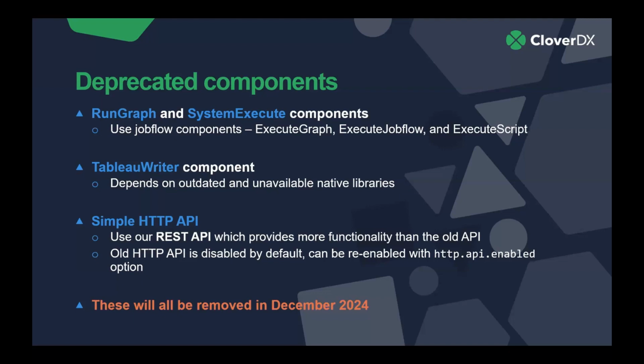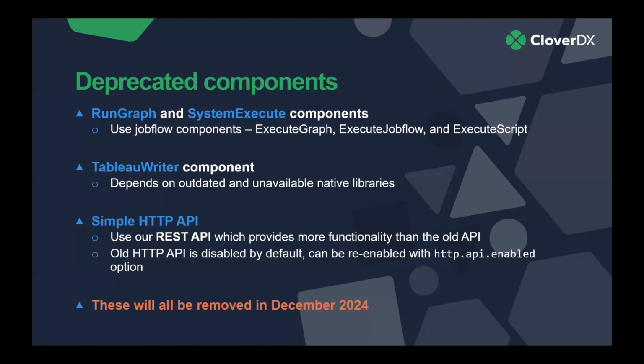On the server side, we are deprecating the simple HTTP API. This is an old API that the server had since the beginning. Now we have a much more powerful REST API that I'll talk about in the rest of the presentation, where we added the library endpoints. So please use the REST API, which is more powerful, provides more functionality, and gives you the results in a more consistent way than the old API. The API is still there, right? None of this functionality is removed. It's just marked as deprecated, and the API is disabled by default.